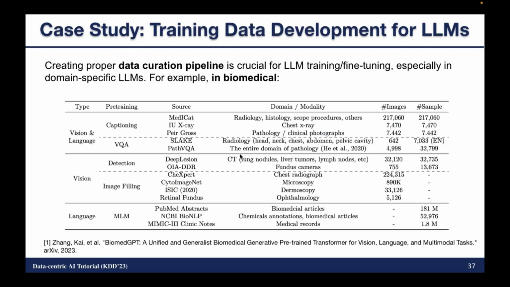Similar things have also been done in biomedical. In this paper, BiomedGPT, to train a biomedical GPT, the main bottleneck is still the training data. So how to get the training data? In this paper, they create a data curation pipeline from different sources, including vision and language. You can see there are a lot of images and many others. As you can see, data quality and quantity play a very important role in the training and development of large language models.